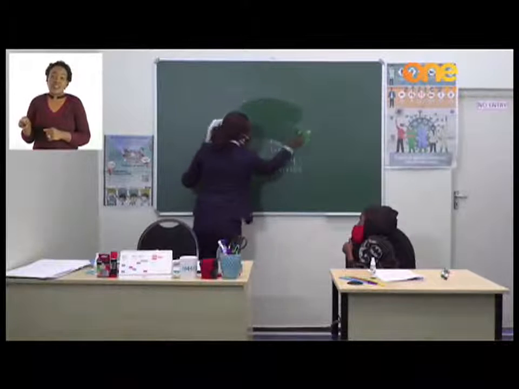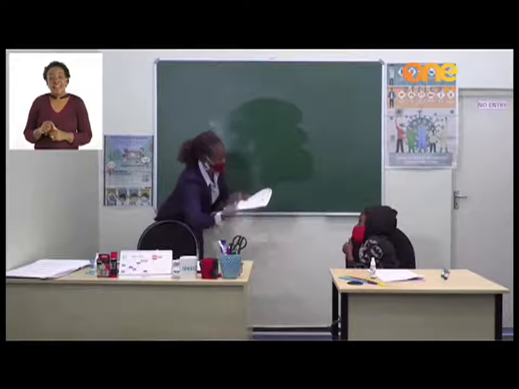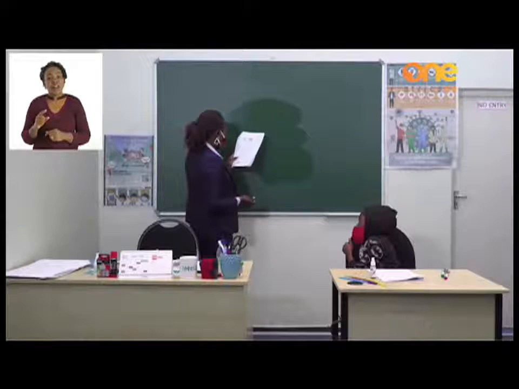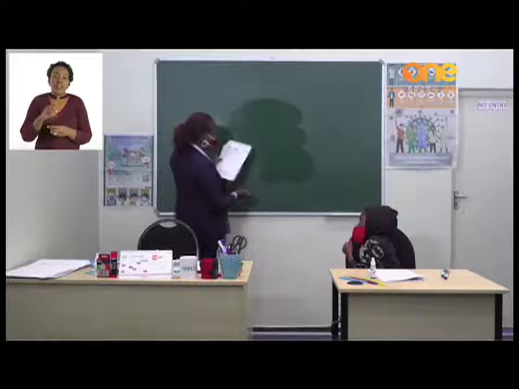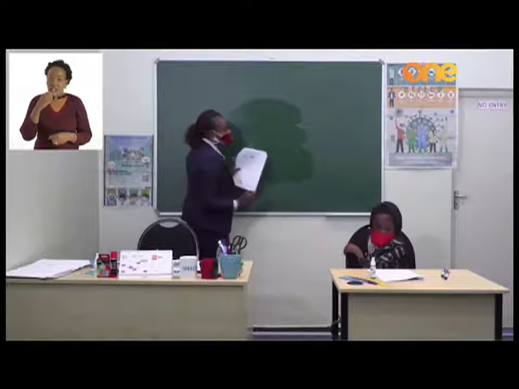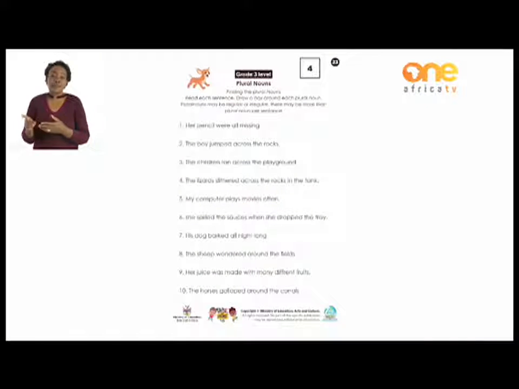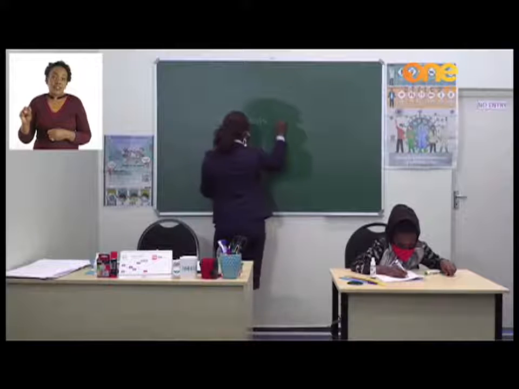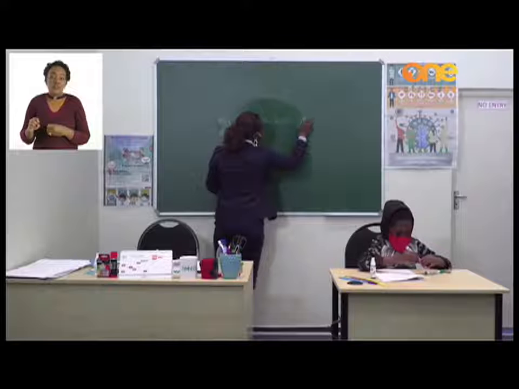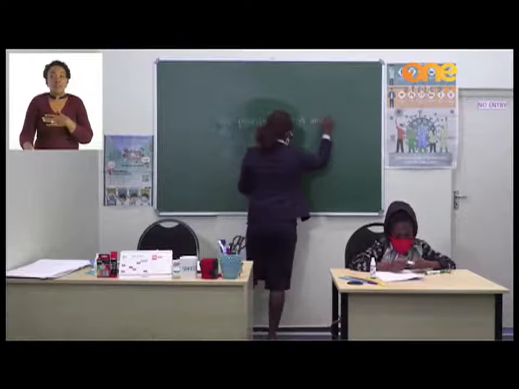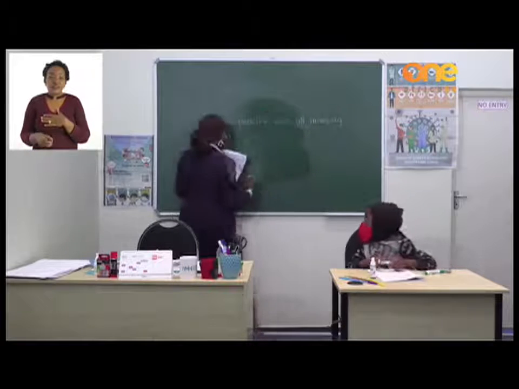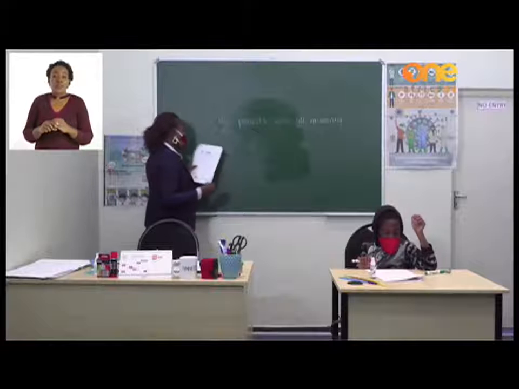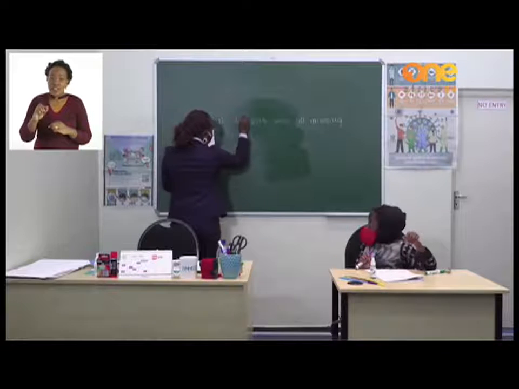Okay? Let me rub here. Okay. Let's do number 1. Her pencils. I want you to correct in your booklet. You can also correct yours. Good. Correct it. Write pencils there. Her pencils. So it's supposed to be her pencils were all missing. Okay, in this case, pencils is our plural noun, so we draw a box like this.